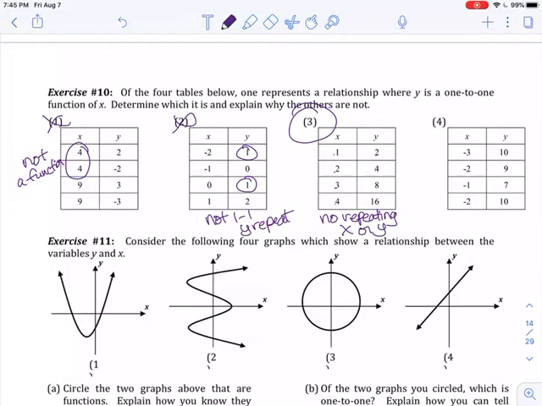And just to look at number 4, -3, -2. Oh, look, my x is repeating right here. Oh, and my y's are repeating. So 4 was no good.